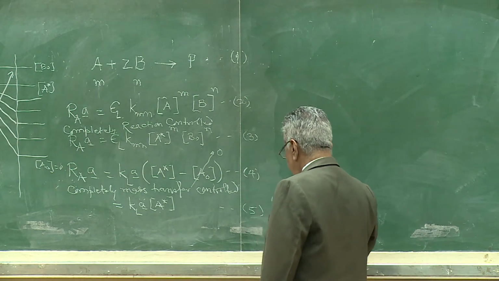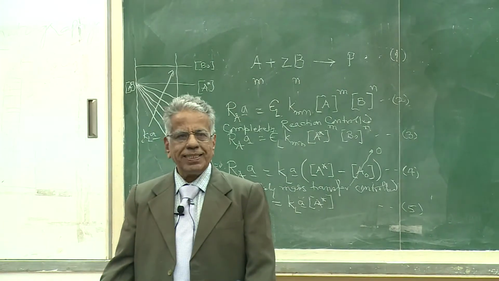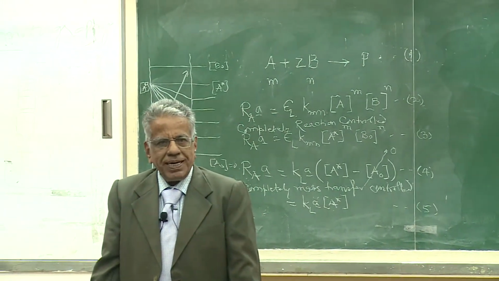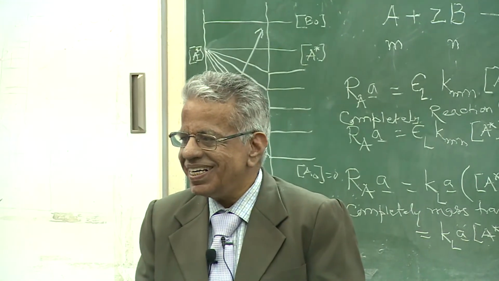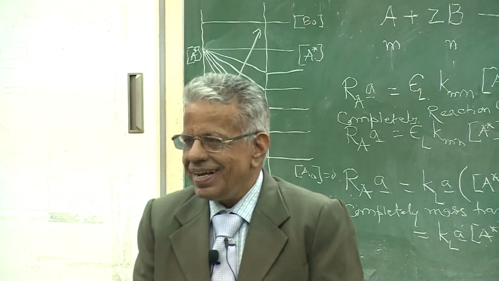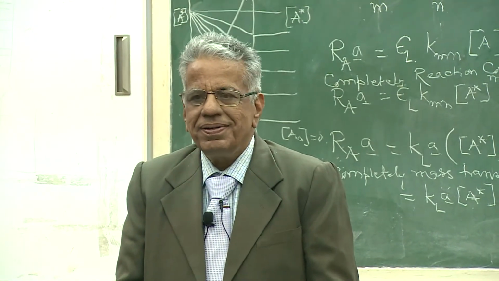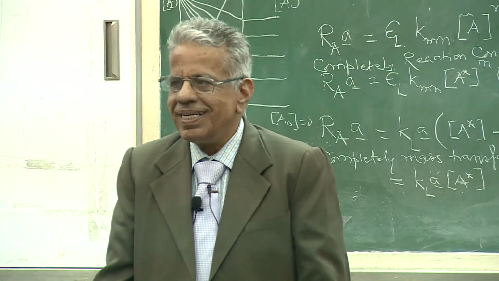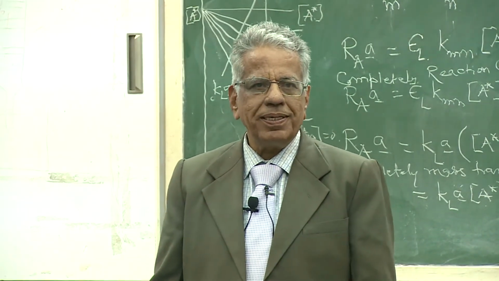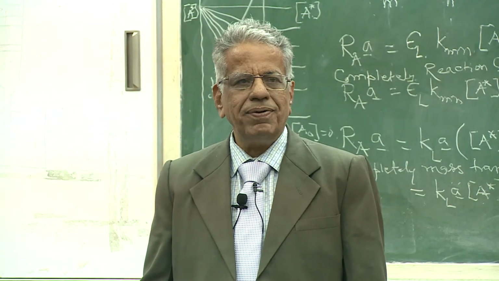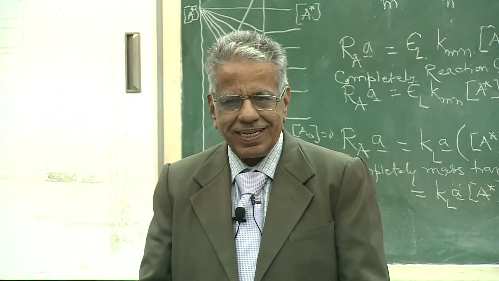So, what exactly do we mean? If rate of mass transfer is much higher than rate of chemical reaction, then it is reaction controlled. If rate of reaction is much higher than rate of mass transfer, then we call it mass transfer controlled. Now, much higher, for our purpose, we say that if it is 20 times higher, then it is much higher. Okay? For our purpose, that is sufficient.